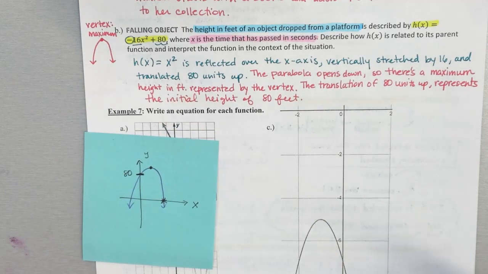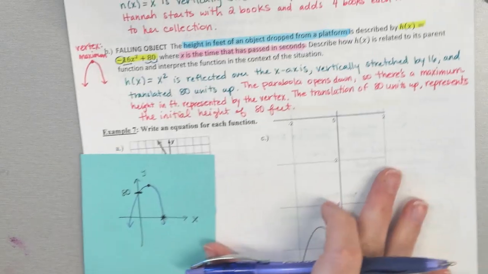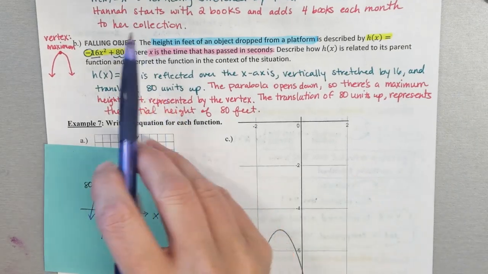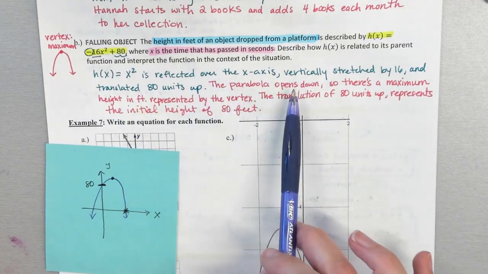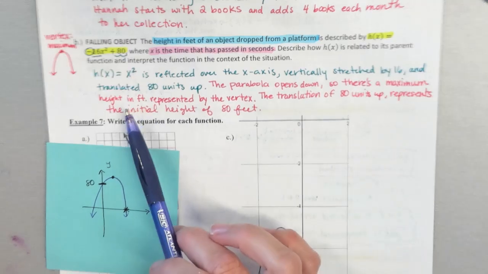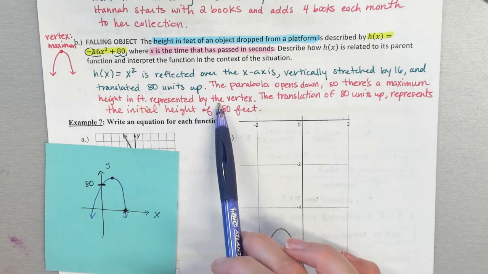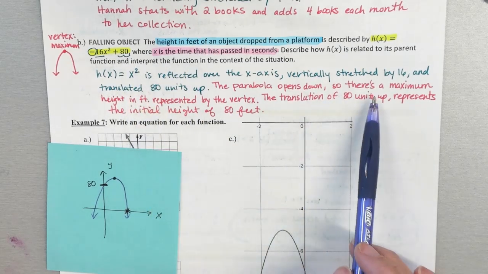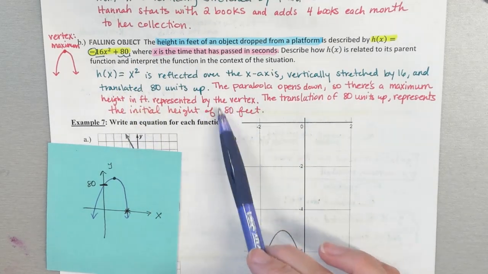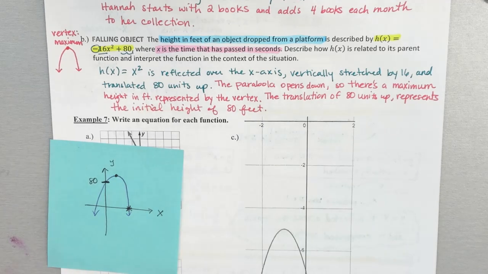The translation of 80 units up represents the initial height of 80 feet. So what we've done in the explanation is we've talked about the negative, how that affects the parabola. It opens down, it creates that maximum height with your vertex, and then the translation of 80 units up, that's going to be where the object starts, at 80 feet.